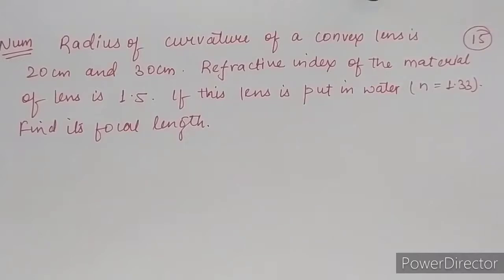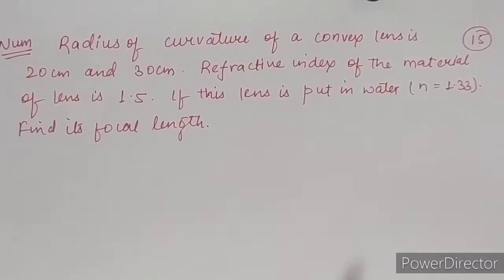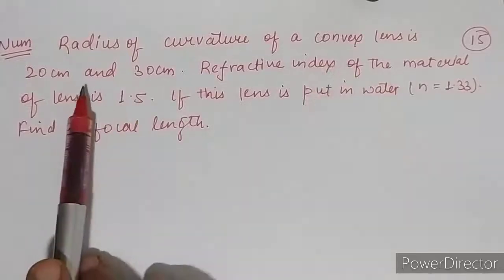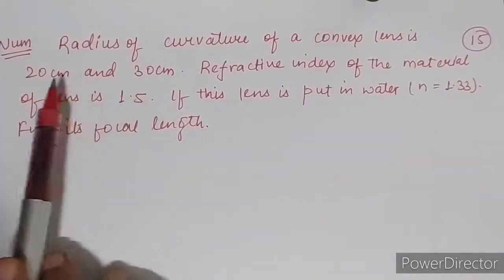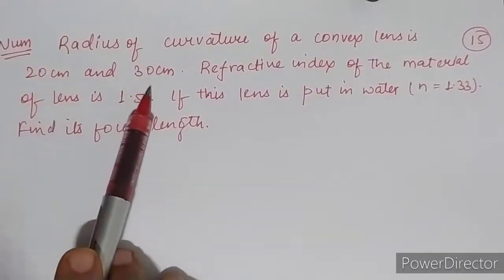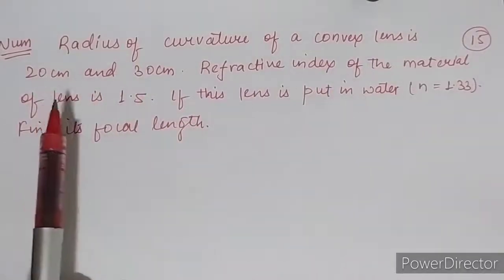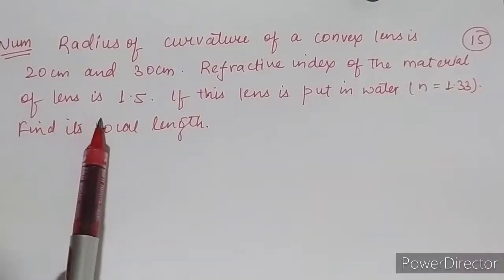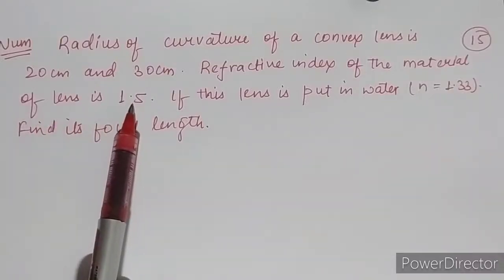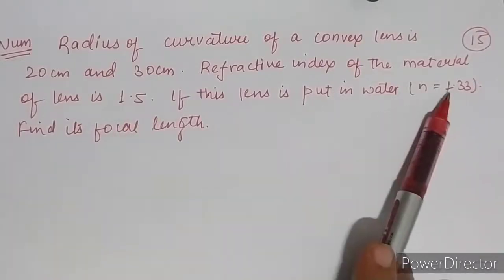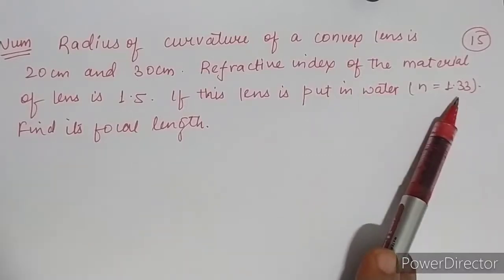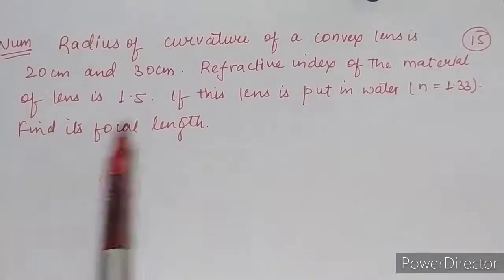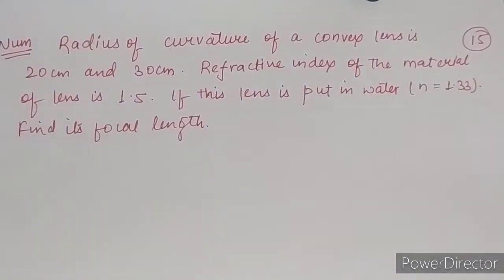So what is given in the question: the radii of curvature of the convex lens. Two radii are there, R1 is 20 centimeter, R2 is 30 centimeter, and the refractive index of the material of the lens, N2, is 1.5. If this lens is put in water, which has refractive index 1.33, this is the value of N1. You have to find its focal length.